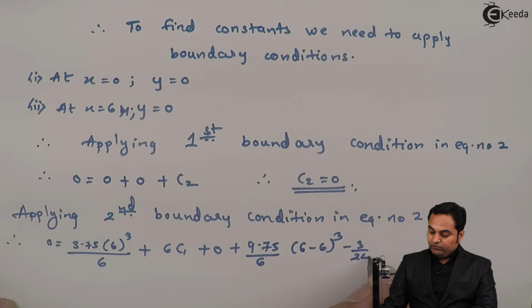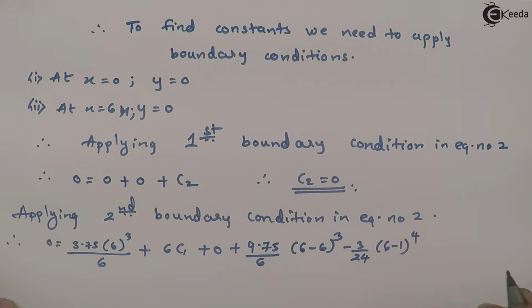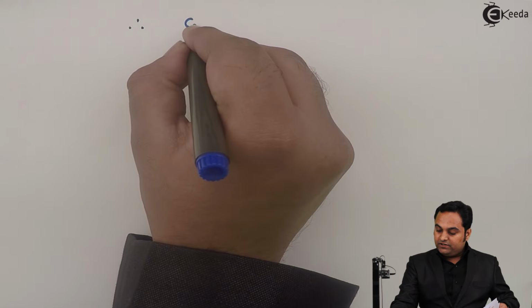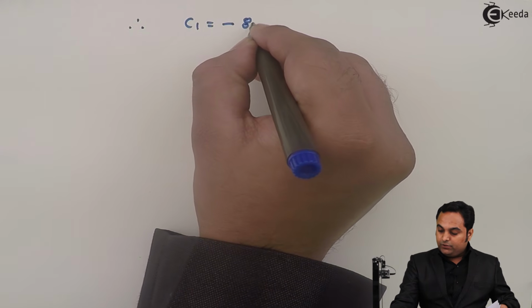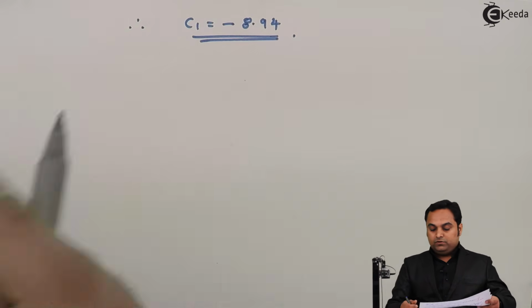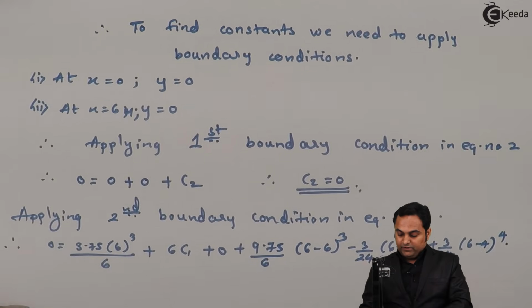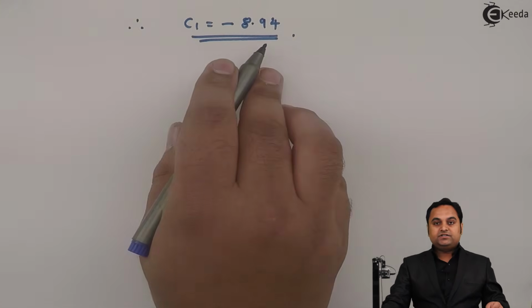Then minus 3 by 24 into 6 minus 1 raised to the power 4, plus 3 by 24 into 6 minus 4 raised to the power 4. Now after this, on simplifying this, I'll get the value of C1, and the answer of C1 comes out to be, therefore C1 is minus 8.94. So on simplification of this complete equation, C1 value is minus 8.94.